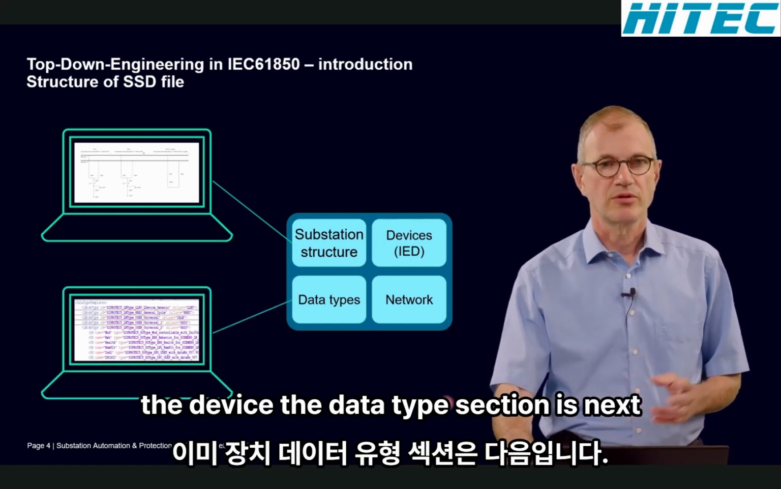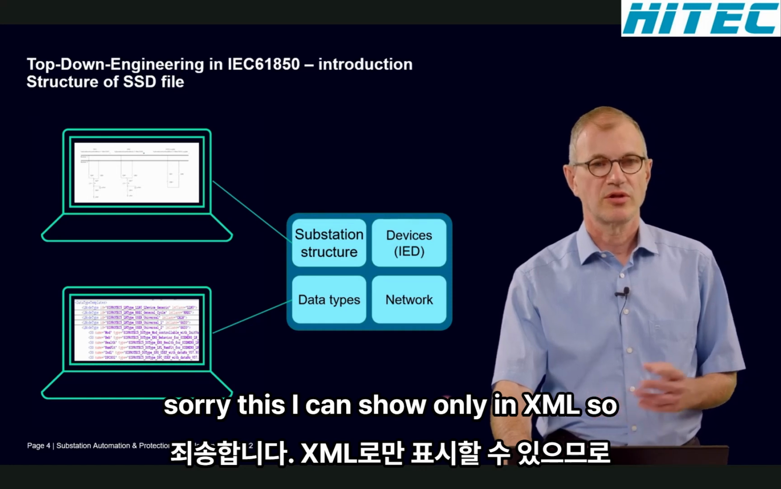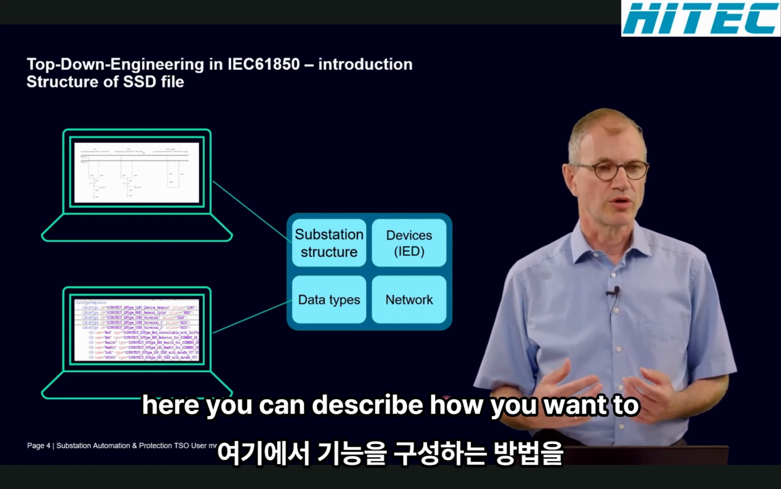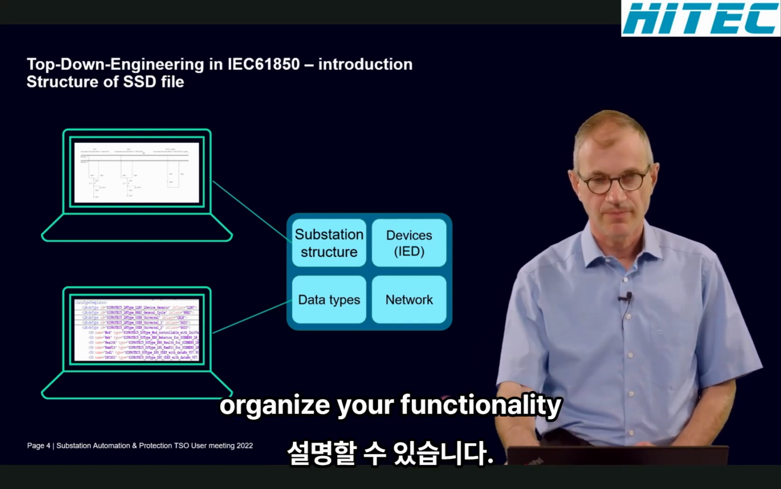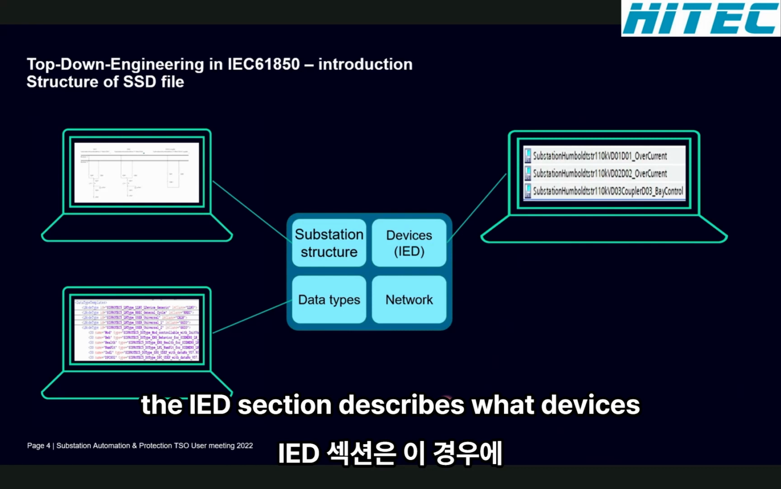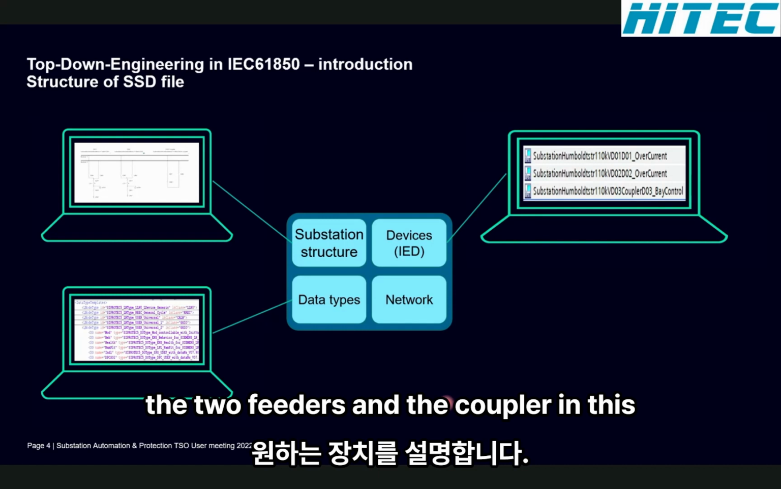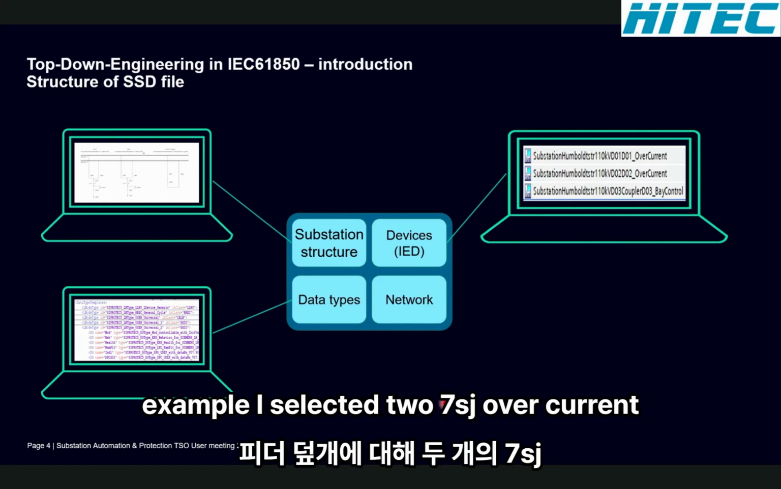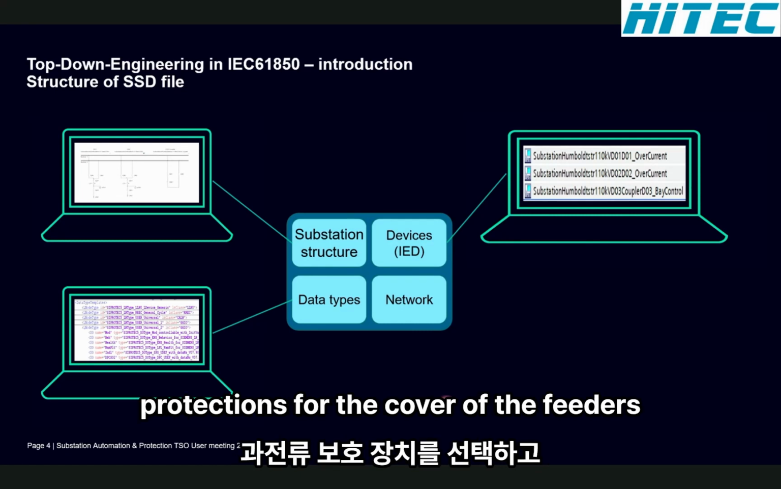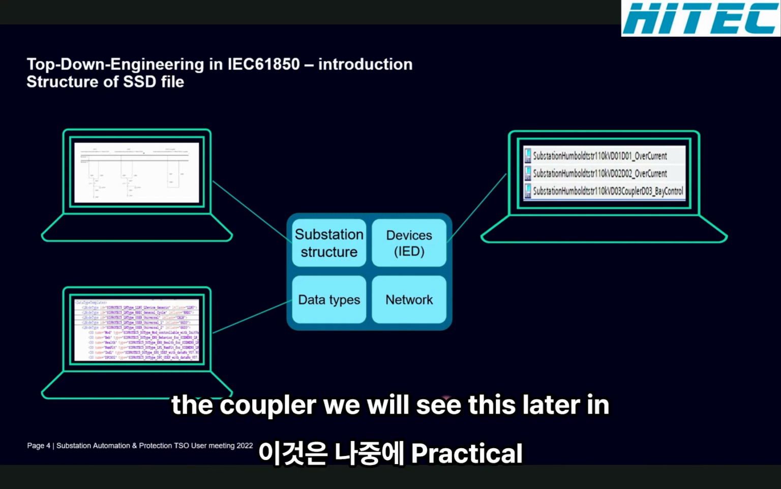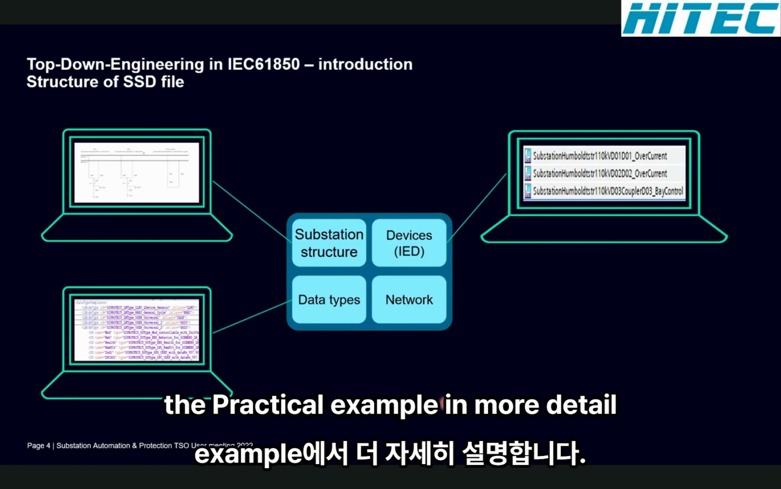The device, the data type section is next. This I can show only in XML. So here you can describe how you want to organize your functionality. The IED section describes what devices you want to have. So in this case, with the 2 feeders and the coupler, in this example, I selected 2 7SJ overcurrent protections for the cover of the feeders and 1 bay controller for the cover of the coupler. We will see this later in the practical example in more detail.